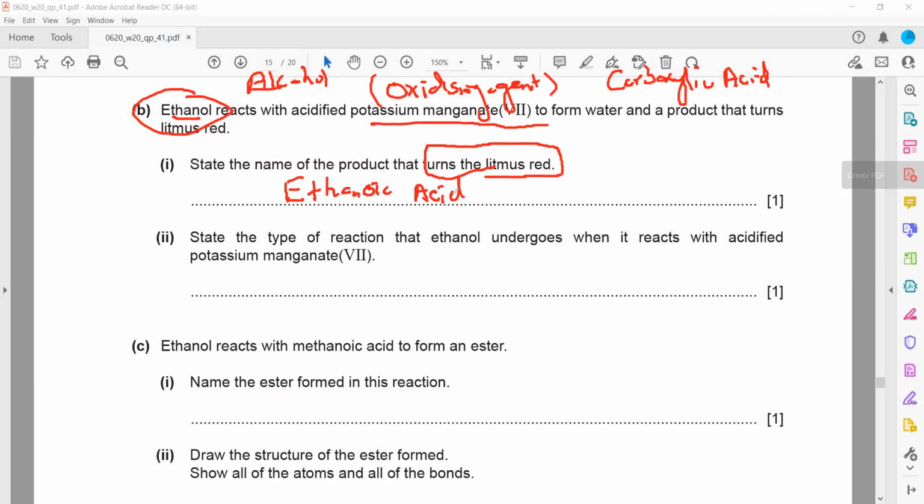So oxidation of alcohol results in the formation of carboxylic acid, and you have to learn the name of this oxidizing agent, acidified potassium manganate 7. State the type of reaction that ethanol undergoes when acidified potassium manganate 7 is added. That is known as oxidation, because oxidation of alcohol produces carboxylic acid.